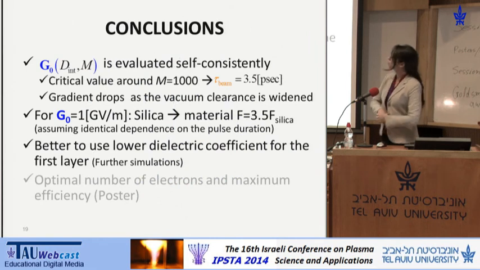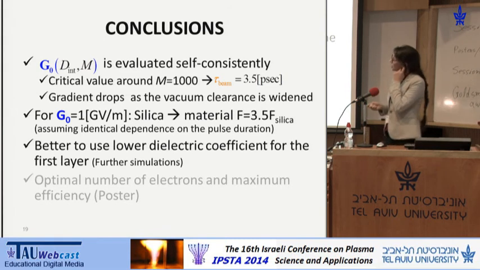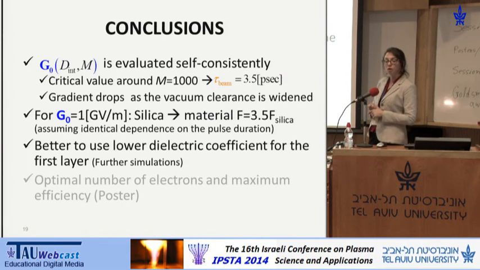So some conclusions. The accelerating gradient was evaluated self-consistently with the two free parameters, the internal and the number of microbunches. We saw the critical value around m equals 1,000, leading to a beam duration of 3.5 picoseconds. We saw that it's advantageous to operate with the smallest vacuum clearance possible.